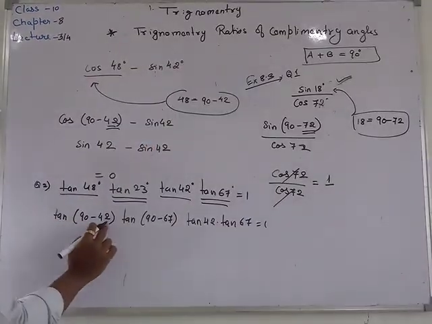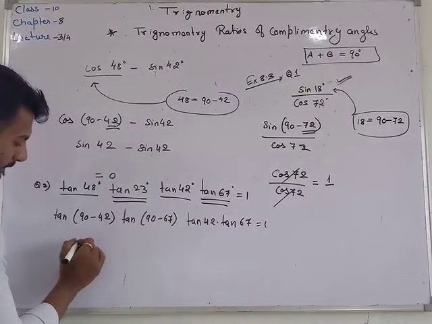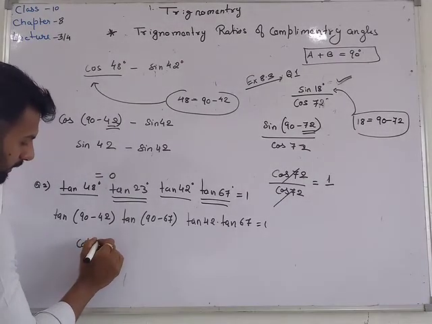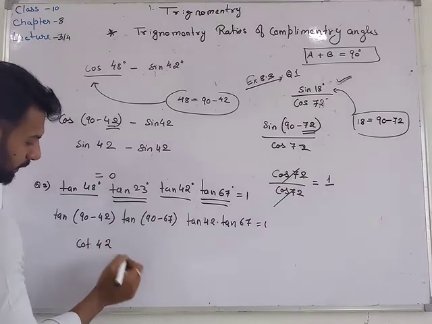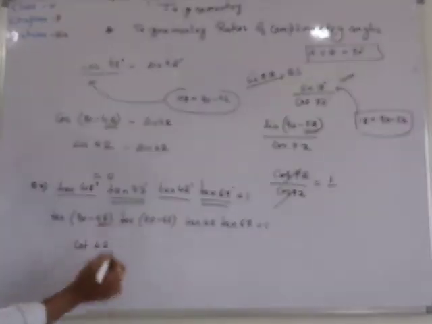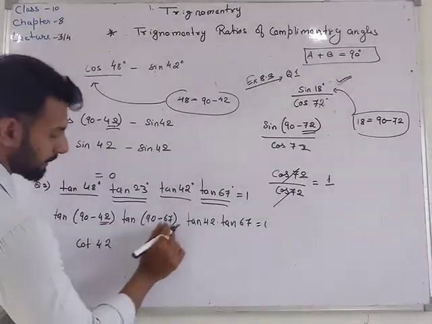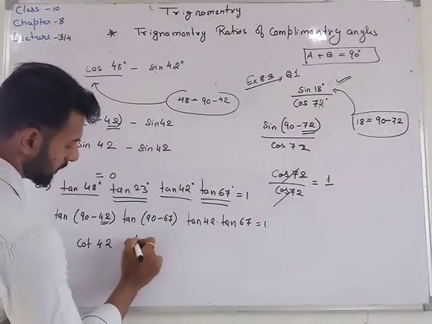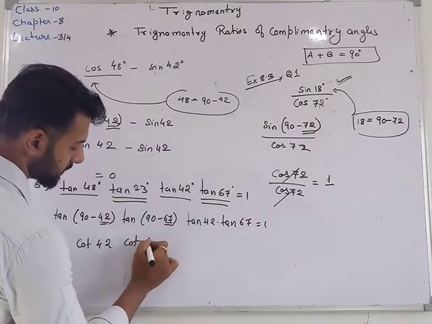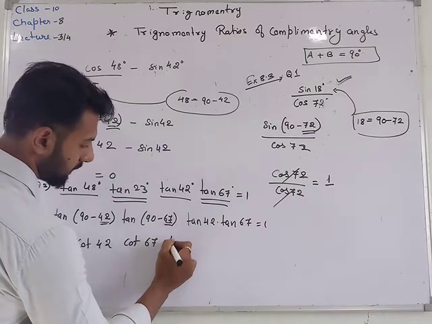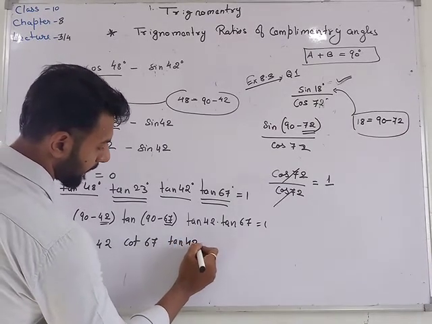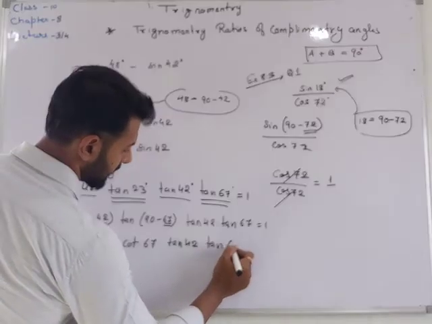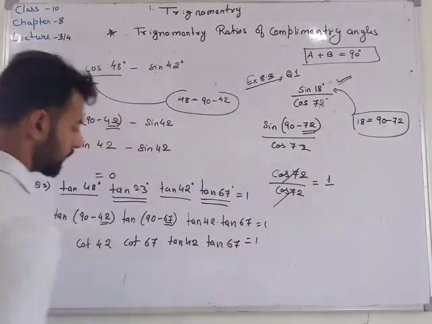Now tan 90 minus A is cot A. So with A as 42, it is cot 42. And tan 90 minus A is cot A with A as 67, so cot 67, times tan 42 tan 67 is equal to 1.